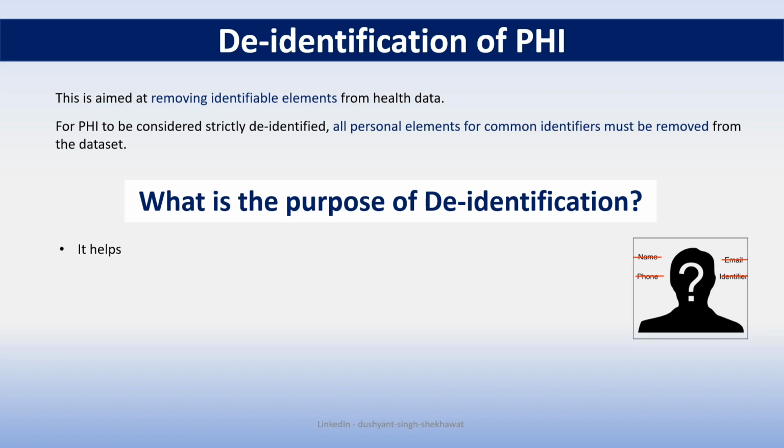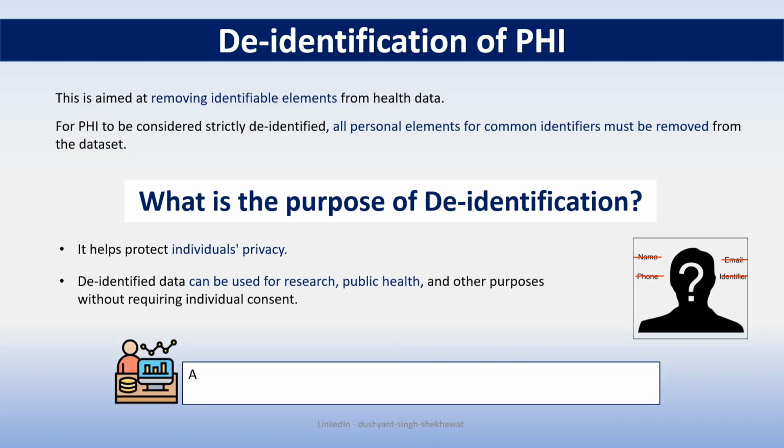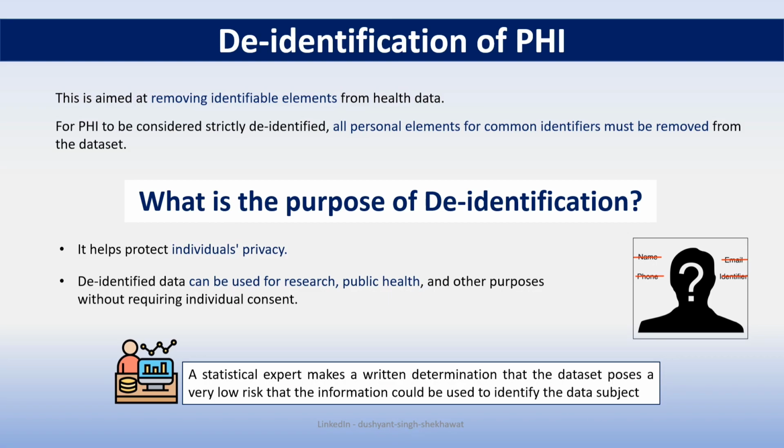It helps to protect individual privacy, and de-identified data can be used for research, public health or other purposes without requiring individuals' consent, as it does not contain any identifiable information about any individual, right? Another method of de-identification is a statistical expert who makes a written determination that the data set poses a very low risk of identifying the data subject.